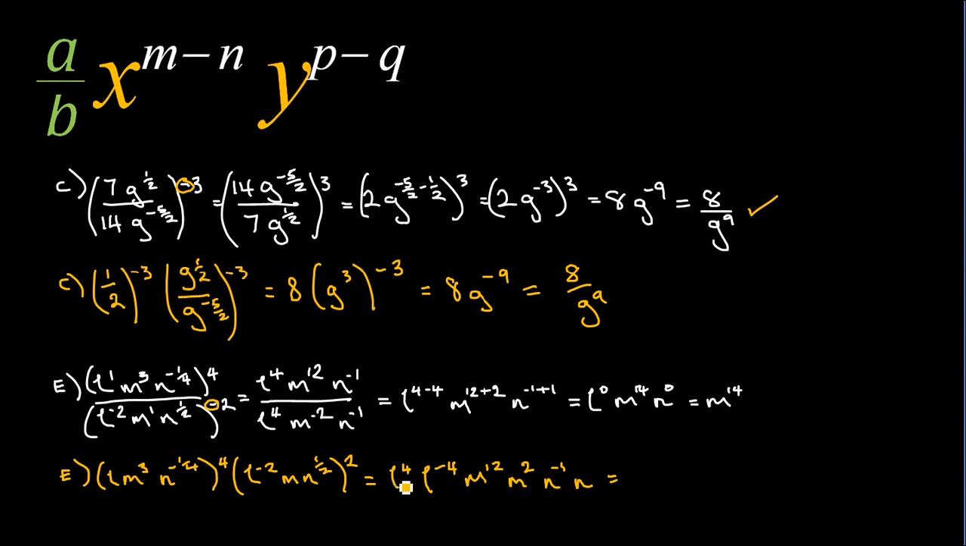What we've got now then is l to the 4 minus 4, so we've got l to the power 0, we've got m to the 12 times m squared, which is m to the 14, and we've got n to the minus 1 plus 1 there. So we've got again our n to the 0, confirming our answer of m to the 14.